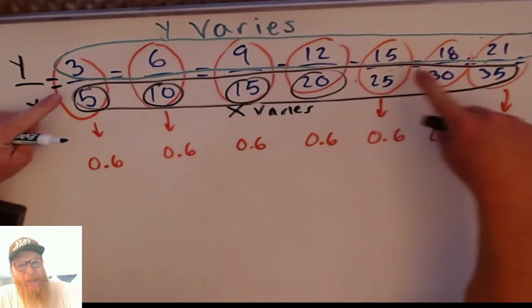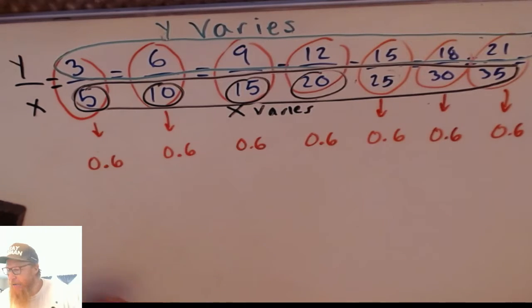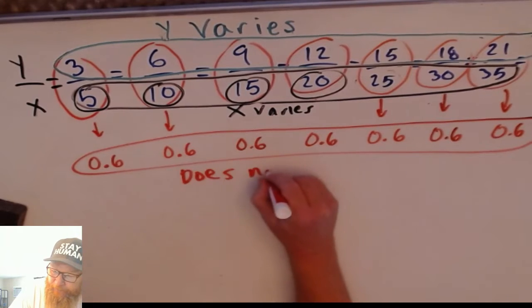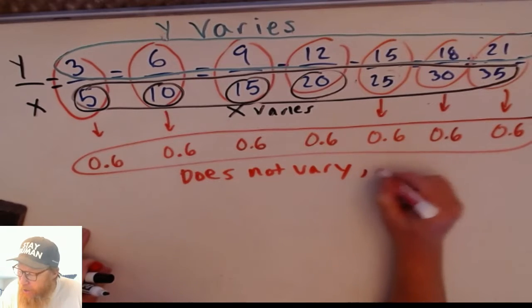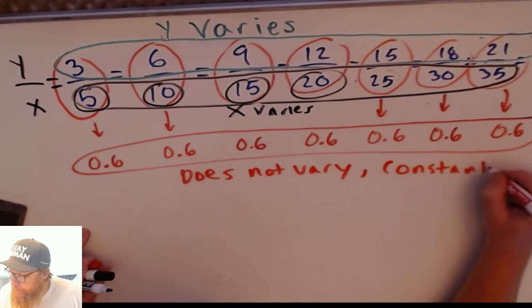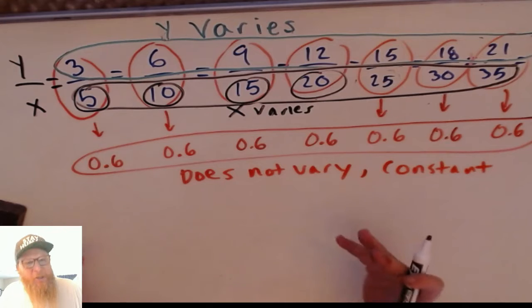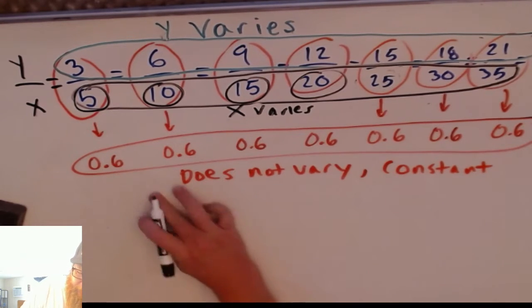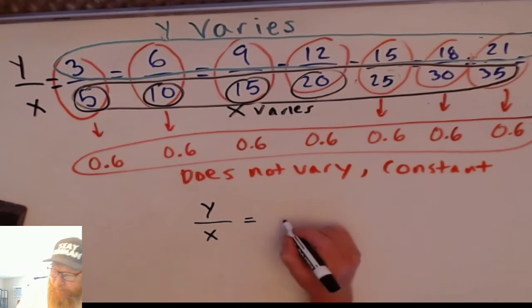So Y is changing, it's variable. X is changing, it's variable. However, this does not vary. It does not change. It's called constant. So a real proportion, or a true proportion, is a ratio that remains constant.